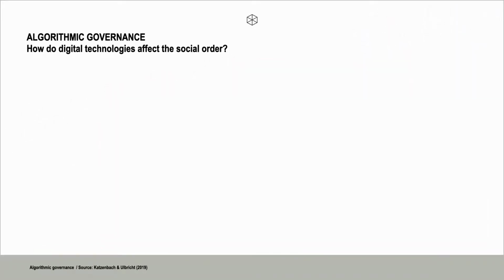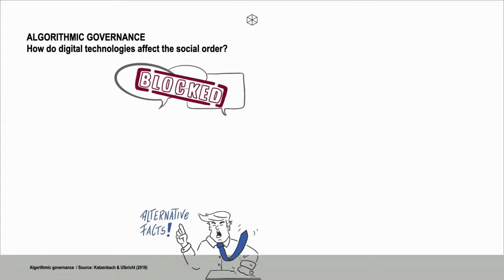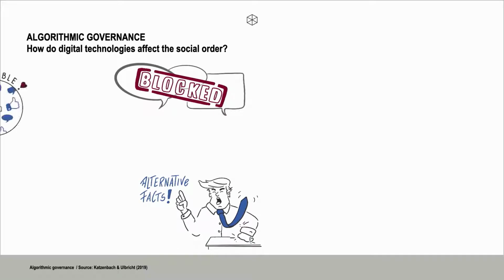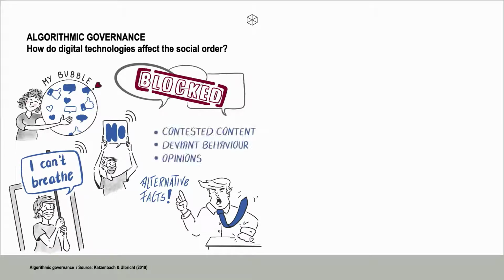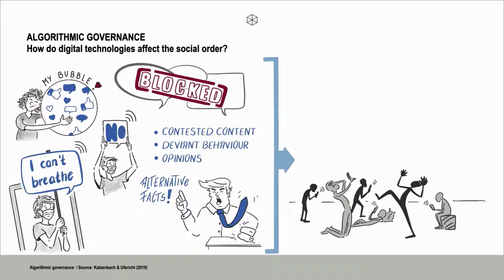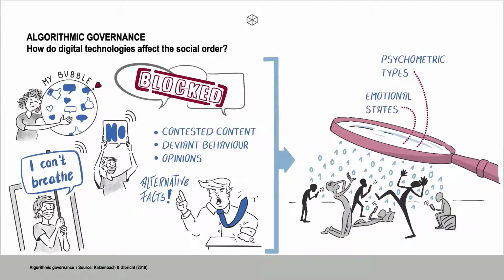How do digital technologies affect the social order? Digital technologies are used to solve specific social problems, for example, detect contested content, deviant behavior, and preferences or opinions. Usually, algorithms are used to detect patterns in data, for example, translating social context into computable processes to classify subjects and objects both into general categories as well as into specific dimensions such as psychometric types, emotional states, creditworthiness, or political preferences.